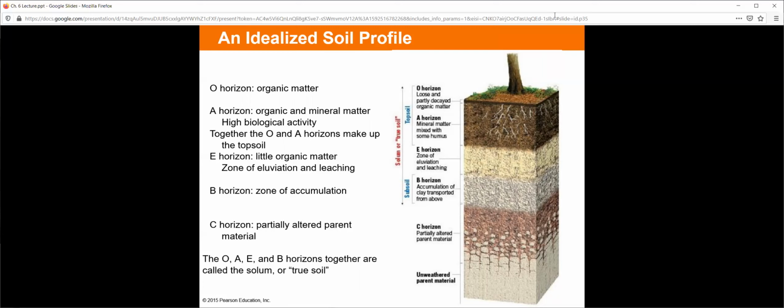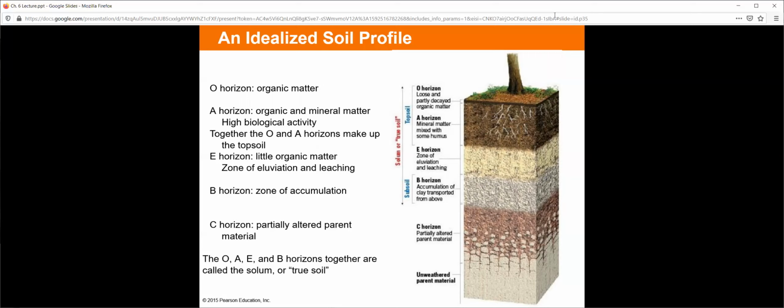The A horizon tends to sit upon what we call the E horizon, or the zone of eluviation and leaching. I think I mispronounced that word, sorry. This is little organic material, and it's essentially a porous zone that the water flows through. The water enters the A horizon, and if you're lucky, you have a zone that the water can transport out into. Clays and stuff like that make up the majority of the E horizon. If there is no E horizon, however, then you enter the B horizon, which is the zone of accumulation.